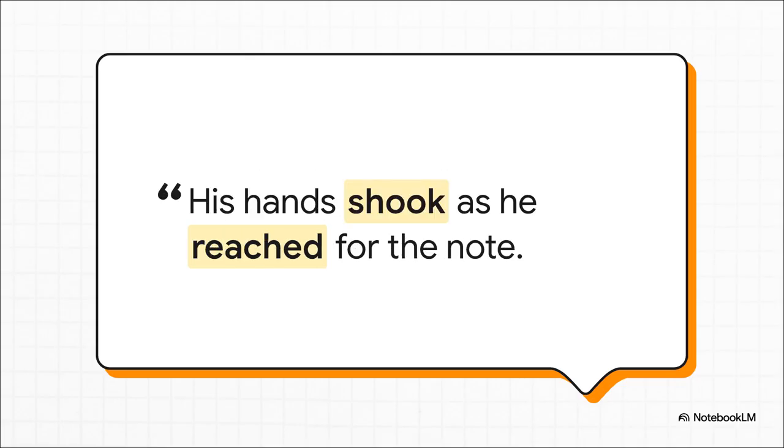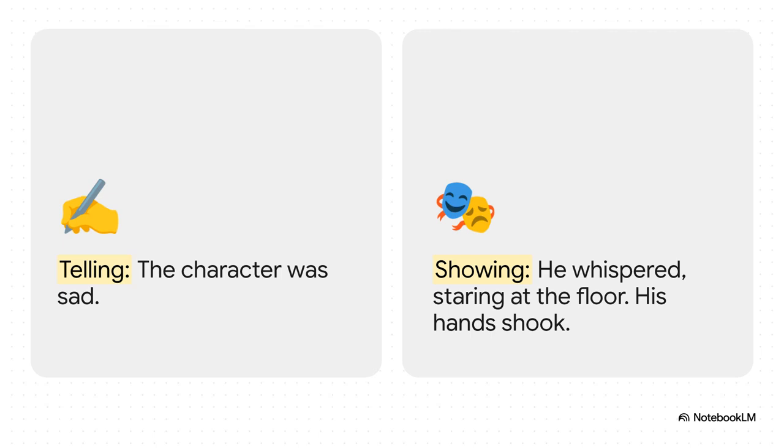Here's another great one. Instead of saying, he was scared, the writer shows us that tiny physical detail, his hands shaking. Wow, that paints such a powerful picture of fear and what he's about to face. This all comes down to that golden rule of writing. Show, don't tell. Telling is flat. It's just information, like a report. But showing uses actions, dialogue, and little details to let the reader experience the emotion for themselves. It pulls them right into the story with your character.